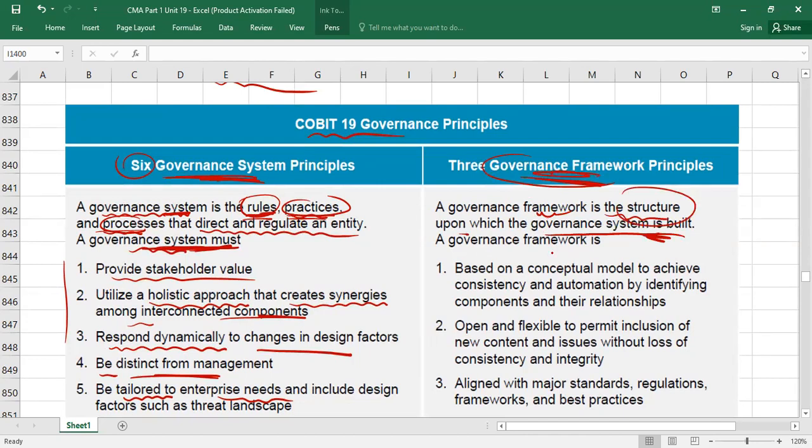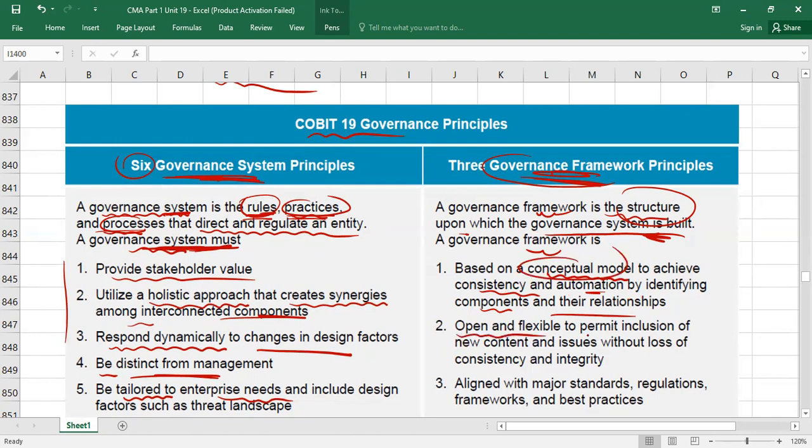A governance framework has three principles. Number one: your governance framework must be based on a conceptual model, to achieve consistency and automation by identifying components and their relationships. Simply, this is the keyword: the framework must be conceptual.